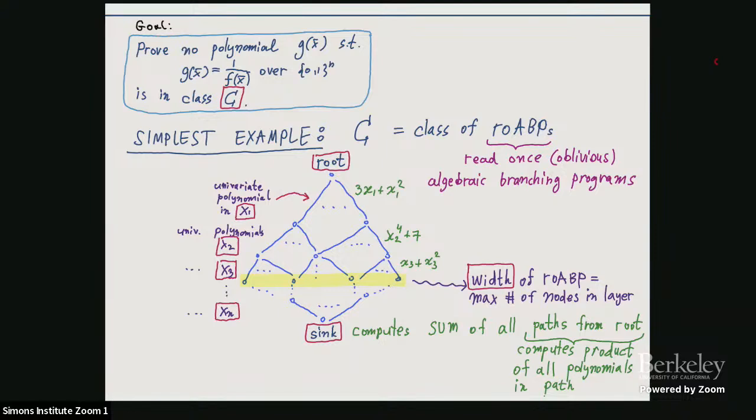Each variable is queried once in each layer here. Each layer has only one variable, and the variable doesn't repeat, and you have an order, so x1 to xn. And that's the model. Now, the width here is the maximal number of nodes in a layer. Let's say that the width of this computational model is this.